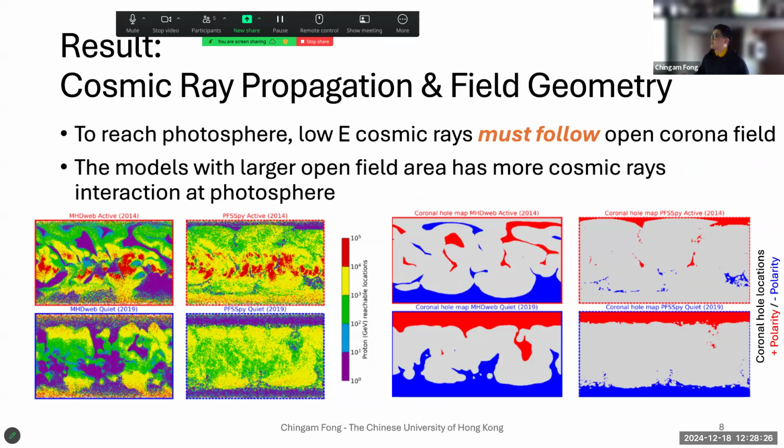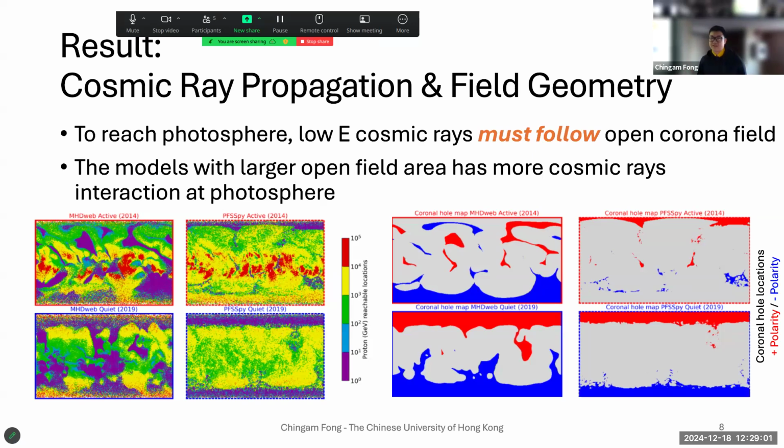Here, I show, the left side is basically the same as before, where the cosmic ray can hit, depending on energy and different models: PFSS, MHD, active, quiet. And in all of the cases, the low energy cosmic ray can only hit where there is a corona hole. And on the right side, I show where the corona holes are. So you must realize that this means for lower energy cosmic rays to produce gamma rays, the more open field area there is, the more gamma rays come out.